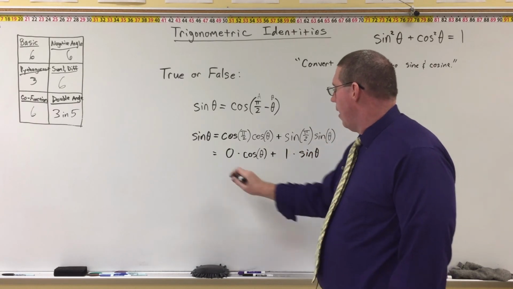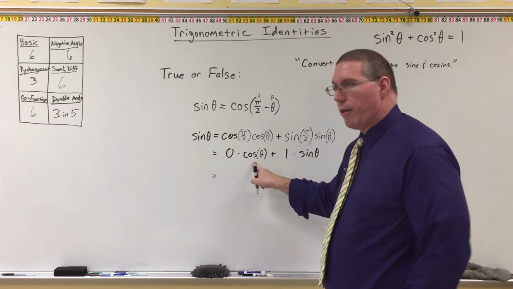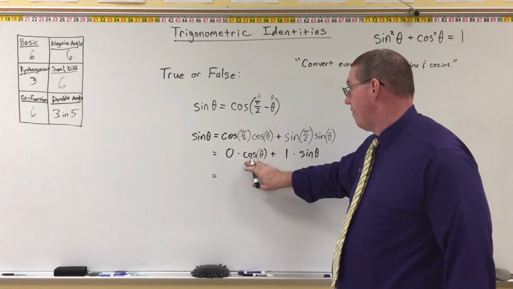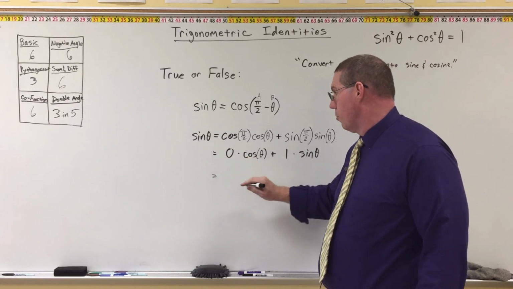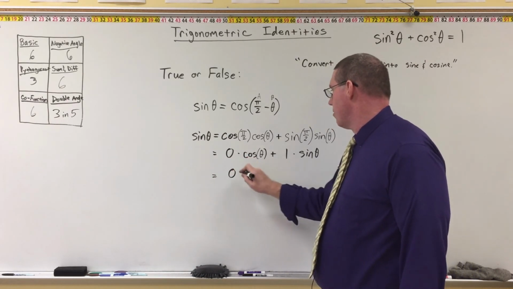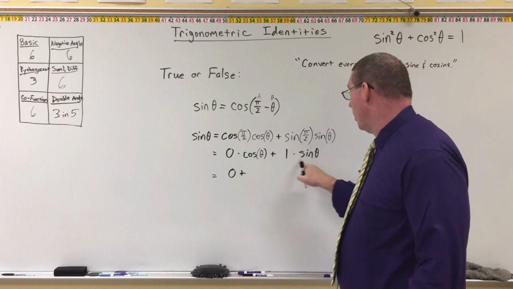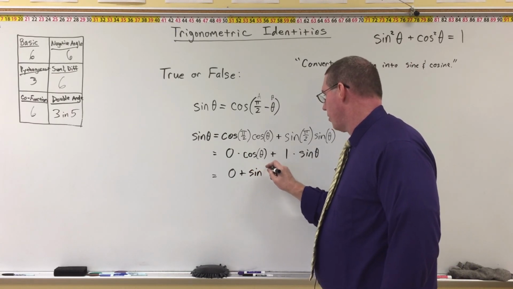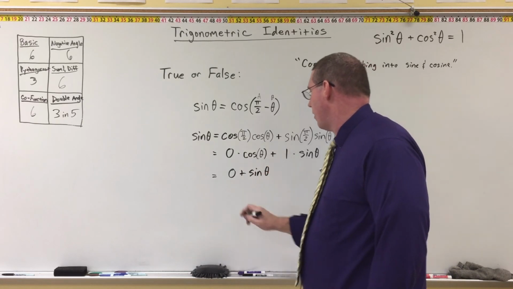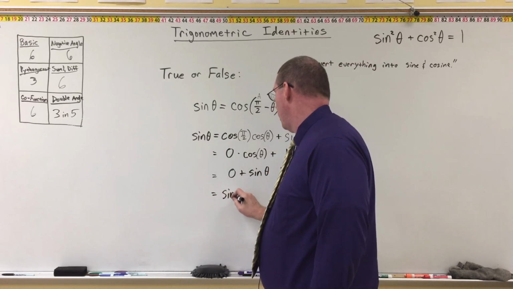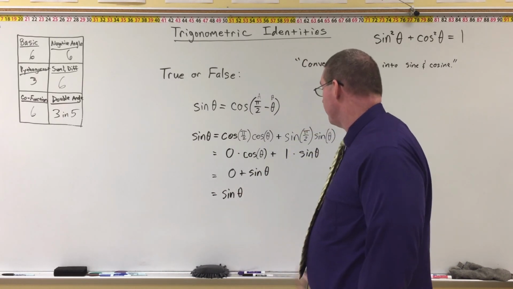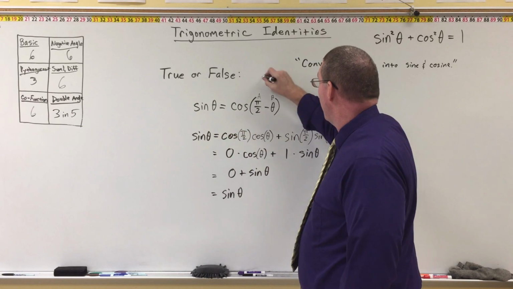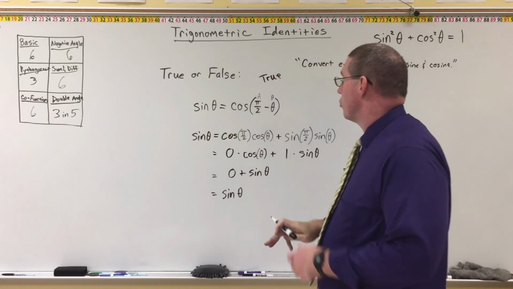All right? Now, what's 0 times cosine of theta? Now, it doesn't matter what the value of cosine of theta is. This is just a function, okay? It's not a value. But 0 times anything equals 0. So we got a 0 here, plus 1 times sine, well, 1 times anything equals that thing, and in this case it's sine of theta. 1 times sine of theta is sine of theta, and 0 plus sine of theta is equal to sine of theta, and therefore this is equal to sine of theta, and we can say that this is true, okay?